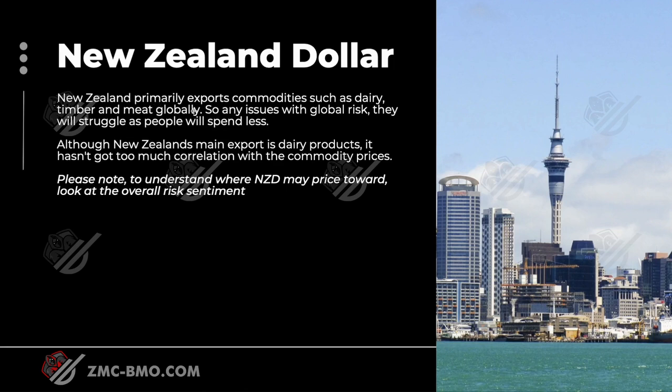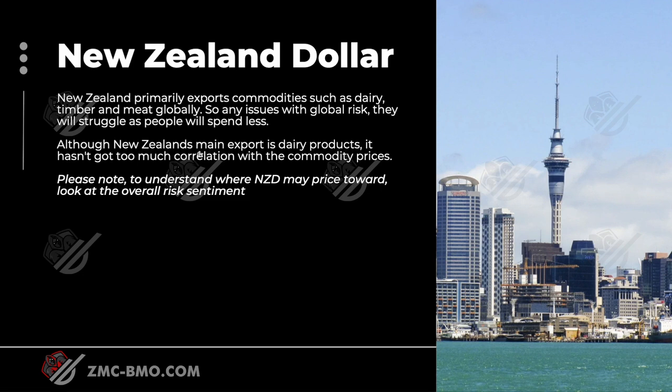New Zealand dollar. This primarily exports commodities such as dairy, timber and meat globally. So any issues with global risk, they will struggle as people will spend less. Although New Zealand's main export is dairy products, it hasn't got too much correlation with the commodity prices. Please note, to understand where NZD may price toward, look at the overall risk sentiment. With the dairy chart, it moves up and down, up and down, rather than in a straight line. So there wasn't too much correlation there.